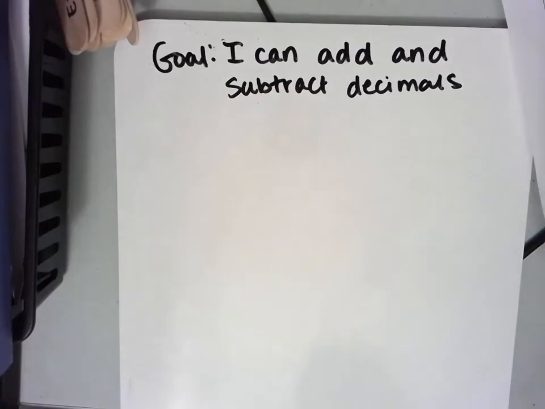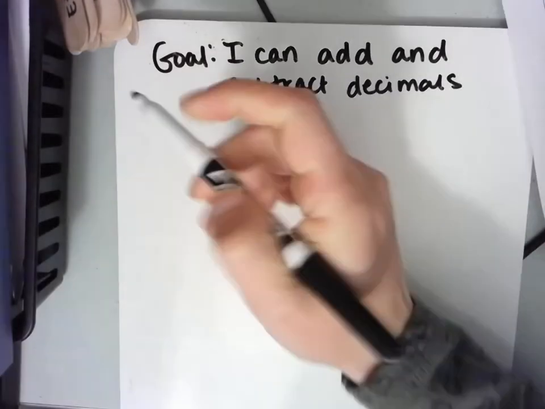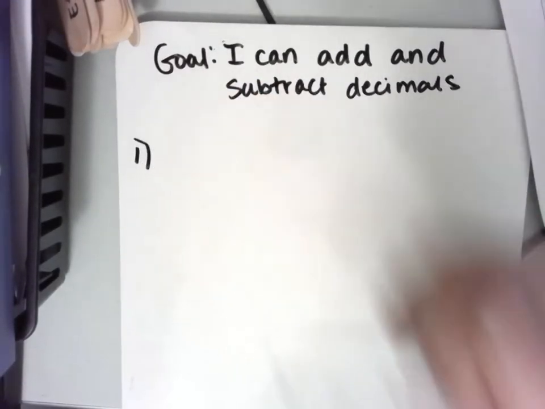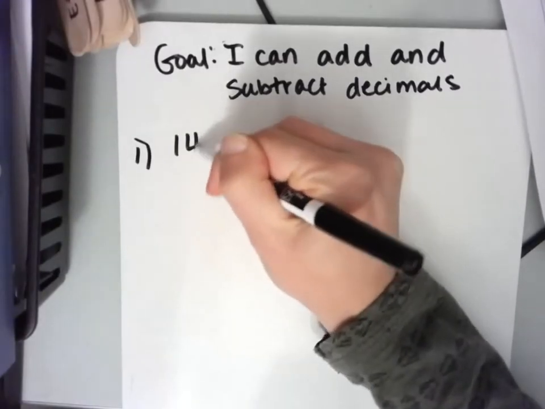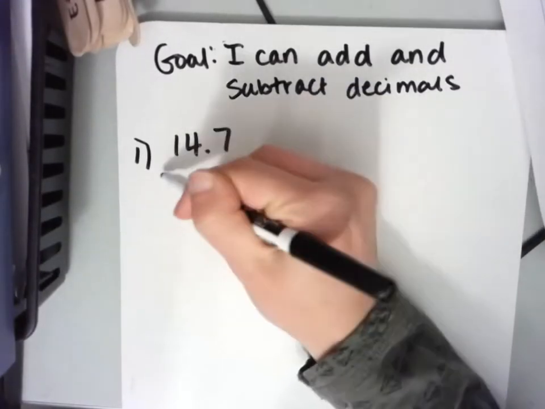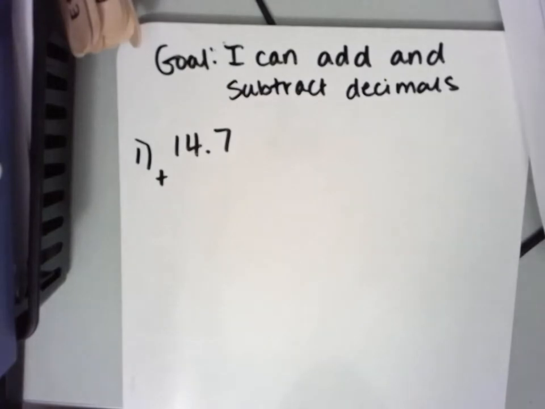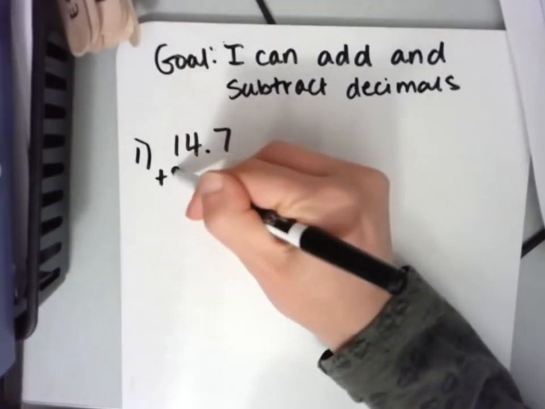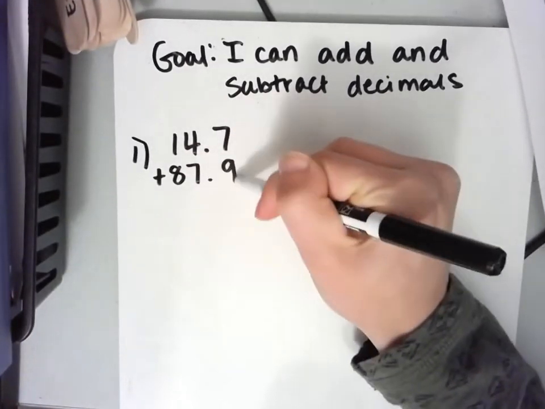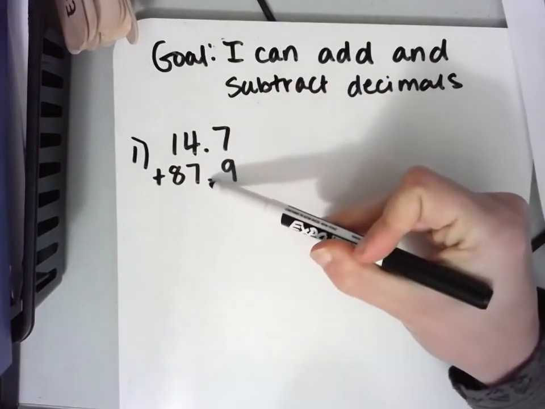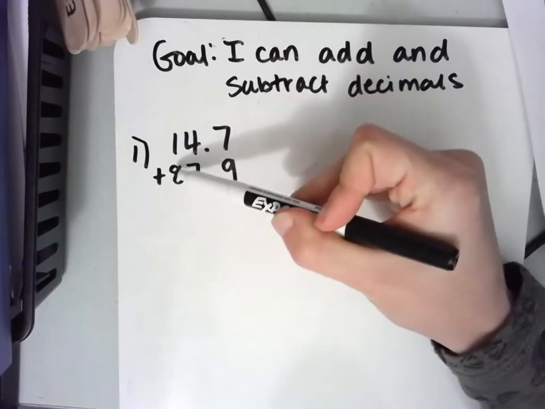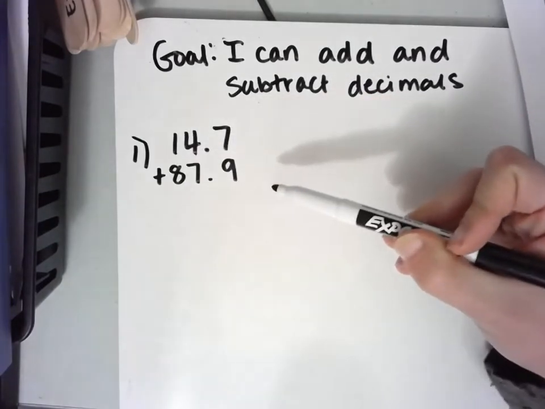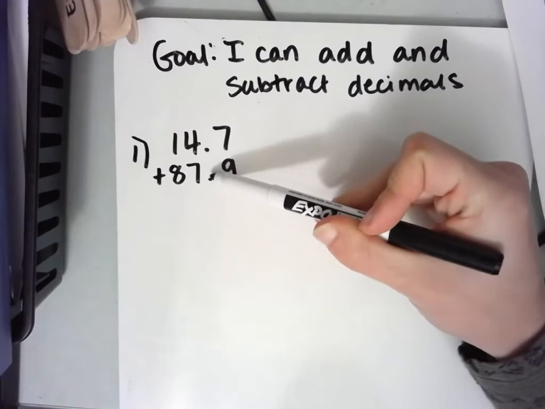Our goal for this next chapter is to add and subtract decimals. So again, we've taken notes on the steps involved. So the first one, I'm going to have 14 and 7/10. I'm going to add to that 87 and 9/10. You notice how I lined up my decimals and I filled the ones in the same spot, the tens in the same spot, and the tenths in the same spot. So it's very important that we keep these decimals lined up.